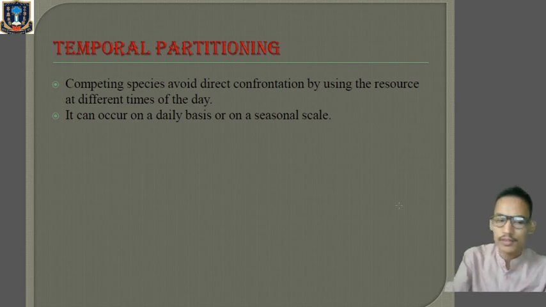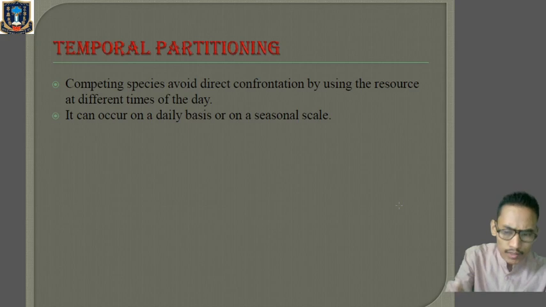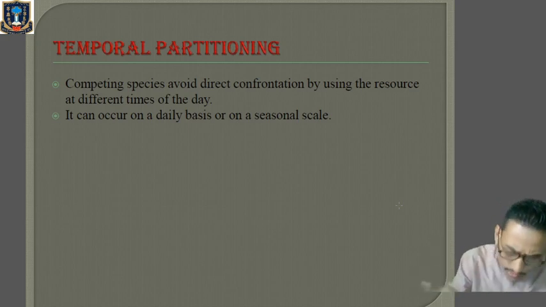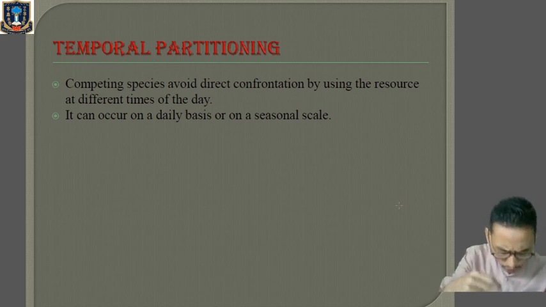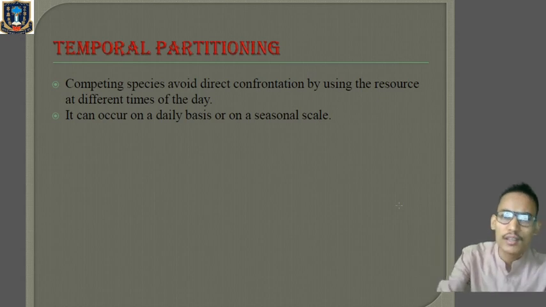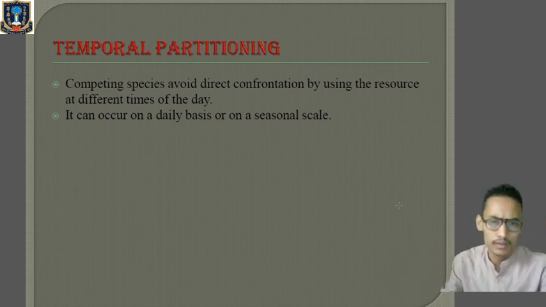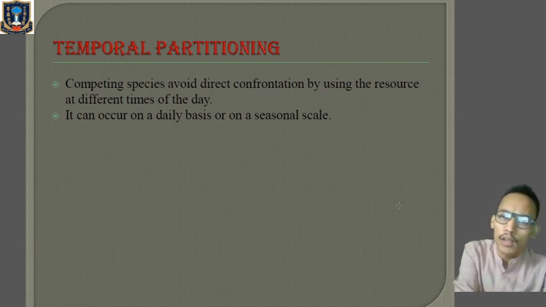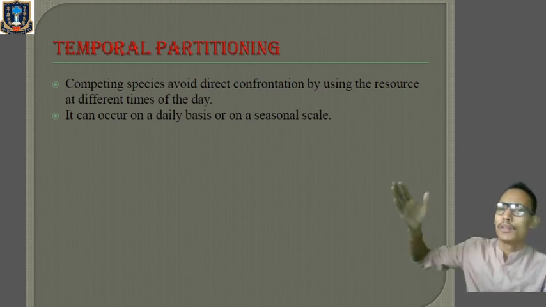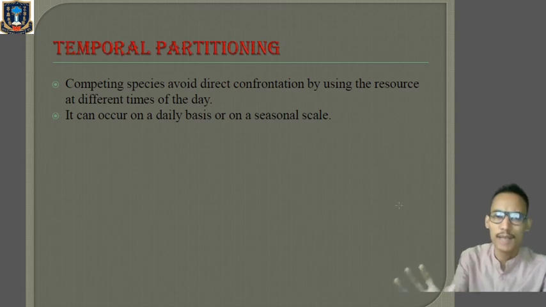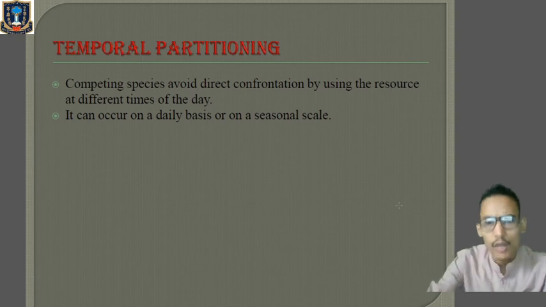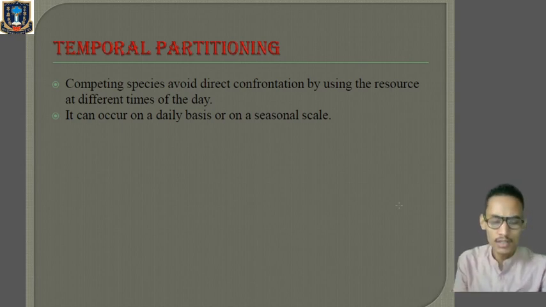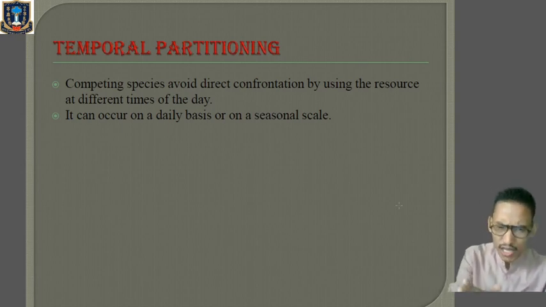Suppose in an environment we have two species which are feeding on the same resources, but they are trying to avoid the competition by using those resources at different time intervals of the day. I told you that one species can become active during the morning and the other species can become active during the night. So these are the different times of the day where the species become active in order to avoid competition. Clear?